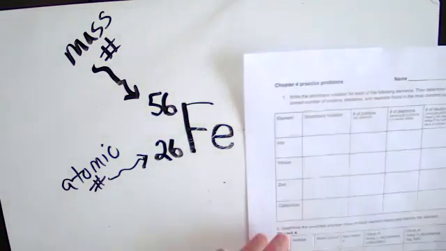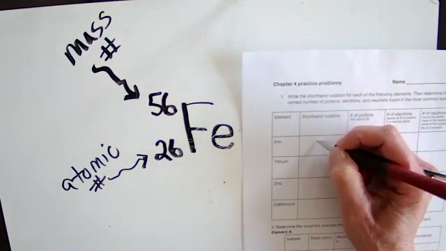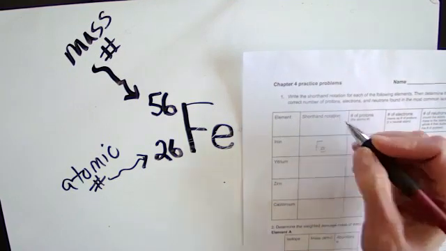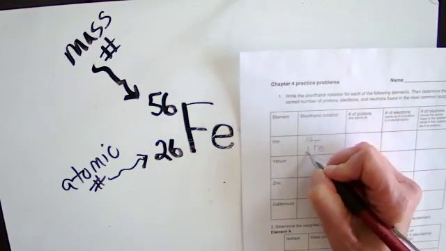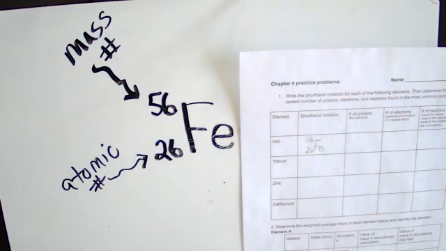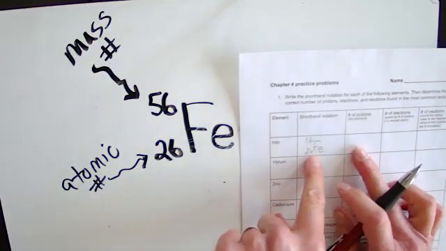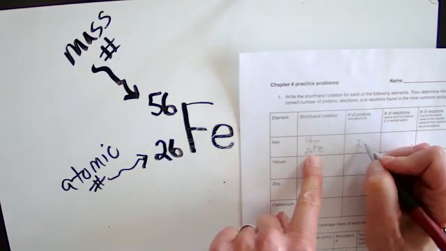So I'm going to transfer that to my worksheet here. And it's going to look like this. Iron in its chemical symbol, which is uppercase F, lowercase e, 56 in the upper left and 26 in the lower left. Now, there's no line between those. It's not a fraction or anything like that, and those should always be whole numbers. Now, if we look at that, then to determine the number of protons, we know that the atomic number is the number of protons. So we write 26.